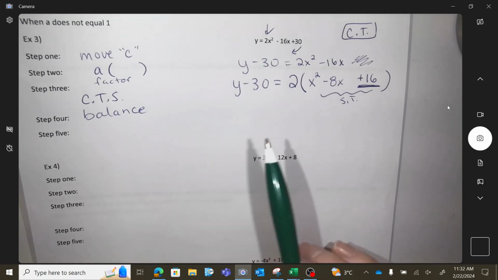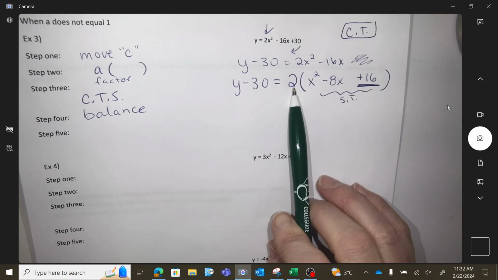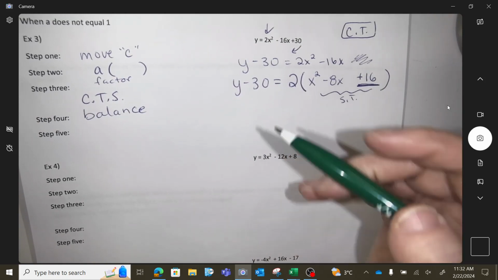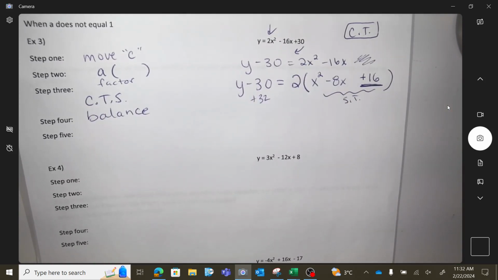32, yeah. Because what's going on with the 16? Don't forget, it's times by that value right there. So really, I've changed this by a 32. So that is a little bit different than before.